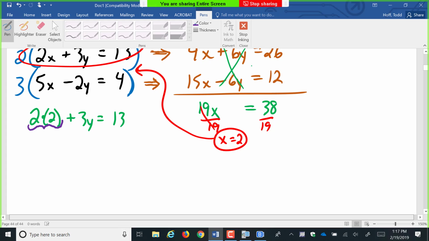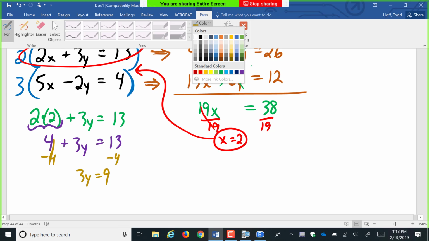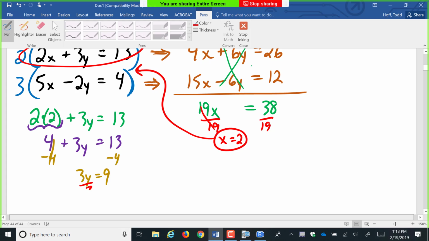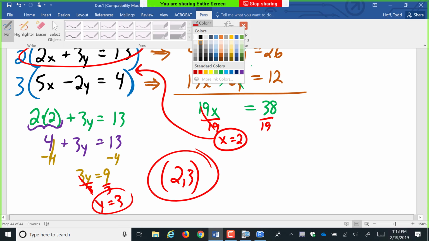Two times 2 is 4. Perfect. 4 plus 3y equals 13. And then subtract 4. Good. So 3y equals 9. And then divide by 3. Good. Y equals 3. So we've got 2, 3 is our solution.